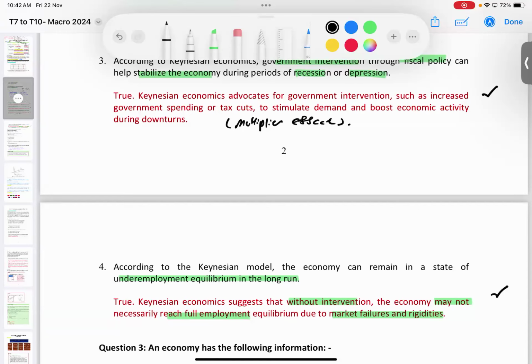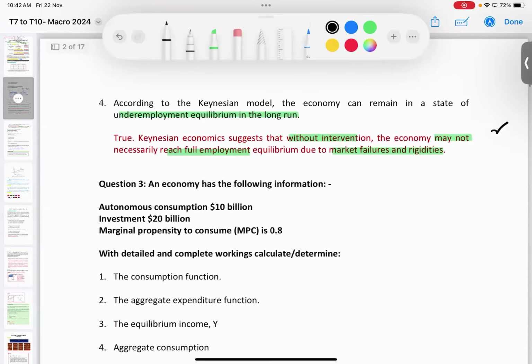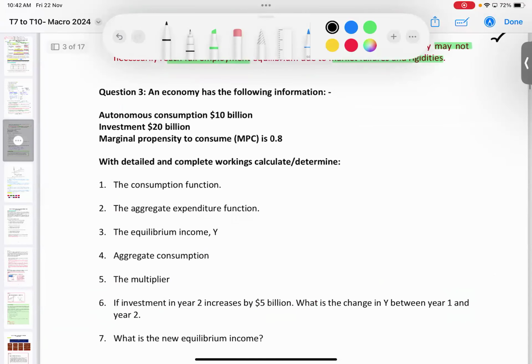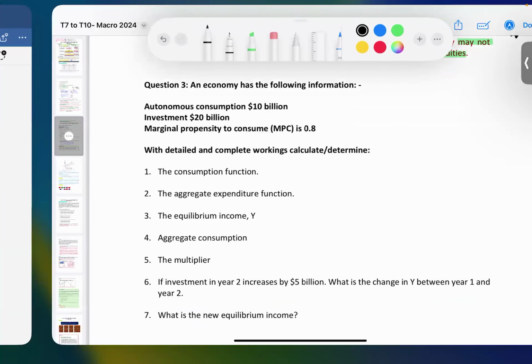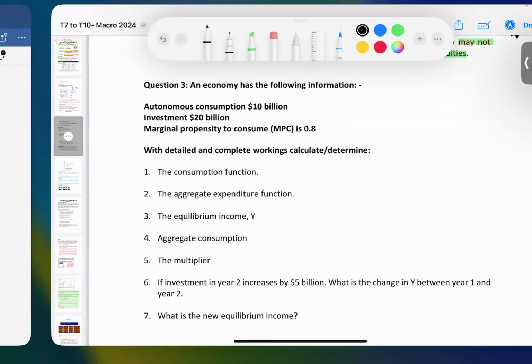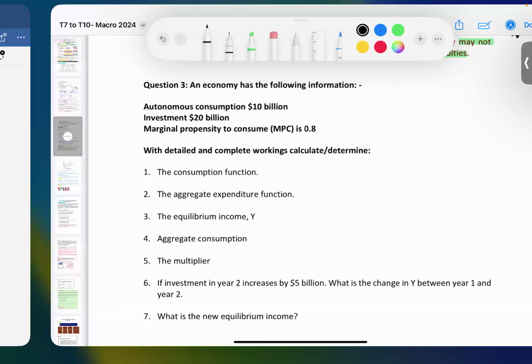Now, next one, let's have a look into exam-type questions. For example, in the exam you are given a short paragraph, and from there you need to extract the values. Here it is already extracted for you, but in the exam they will give you a paragraph and you extract the values. So what I need you to do is get the values first: autonomous consumption 10 billion, investment 20 billion, and MPC is 0.8.